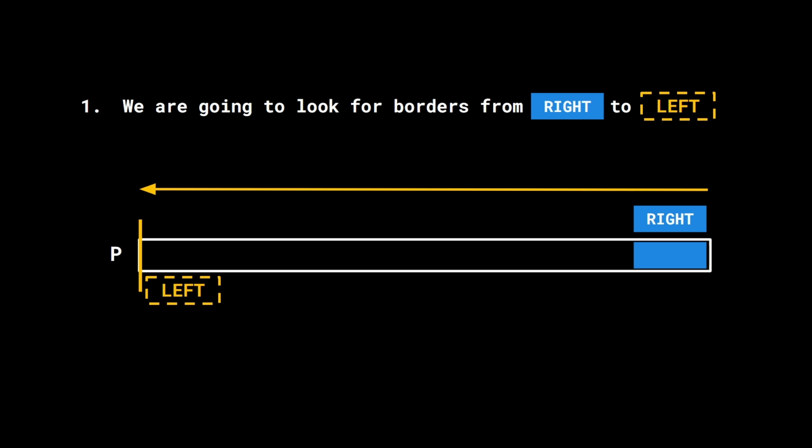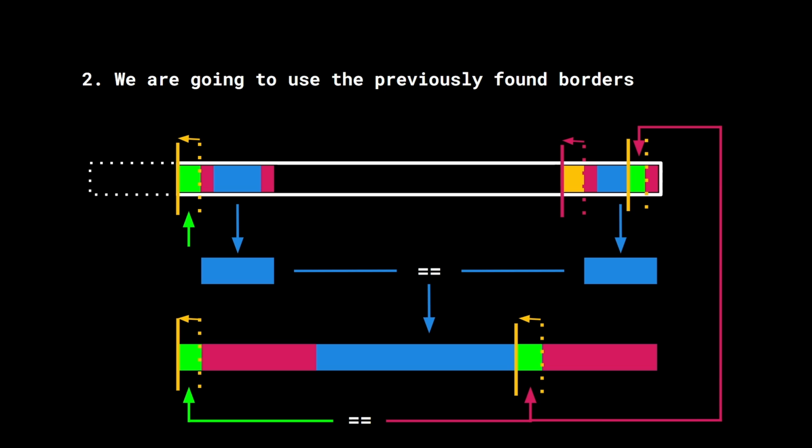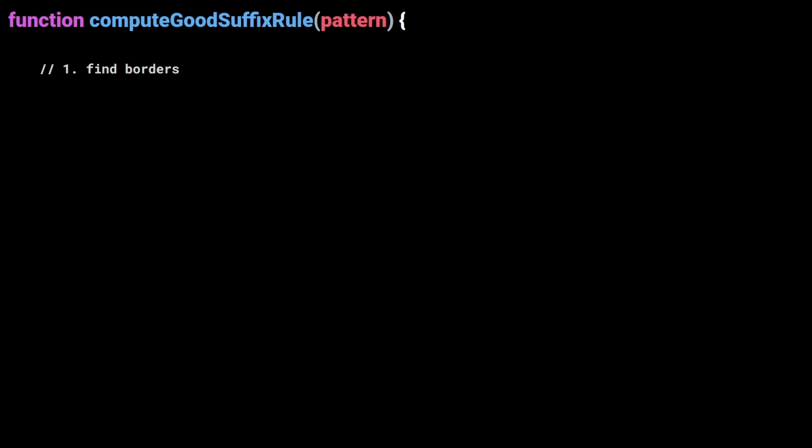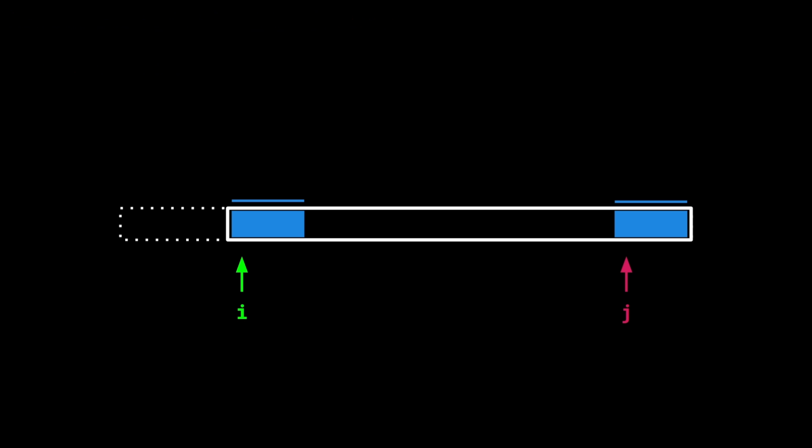Let's summarize what we learned. 1. We are going to look for borders from right to left, and we will use the letter I as an index. And 2, we are going to use the previously found borders to find the next ones. Now that we have an intuition on how to find borders, let's start to think how we can implement it. Let's consider the rule before the behavior at the base case.